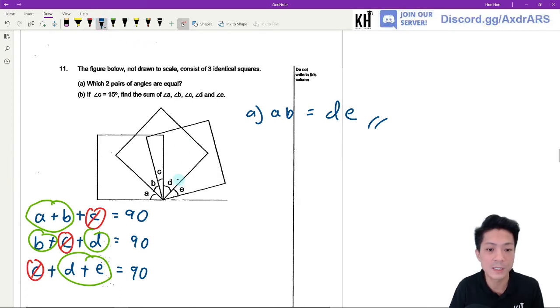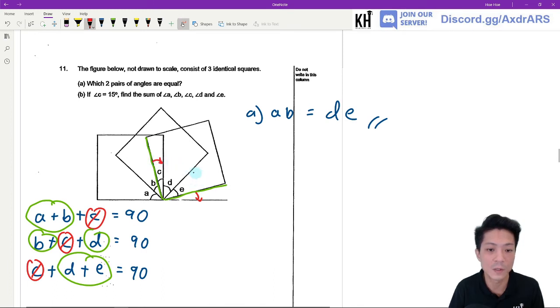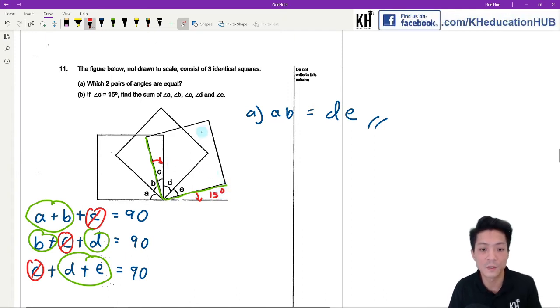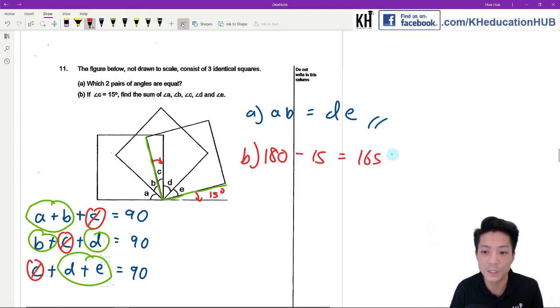In this question, you got to realize that if you look at this box over here, if you move it downwards like this, here will also be moved downwards like this. Which means that this part over here is basically the 15 degrees also. If angle C is 15 degrees, to find A plus B plus C plus D plus E, which is this whole thing, I just need to use 180 minus 15, which will give me 165 degrees. That is the answer for part B.